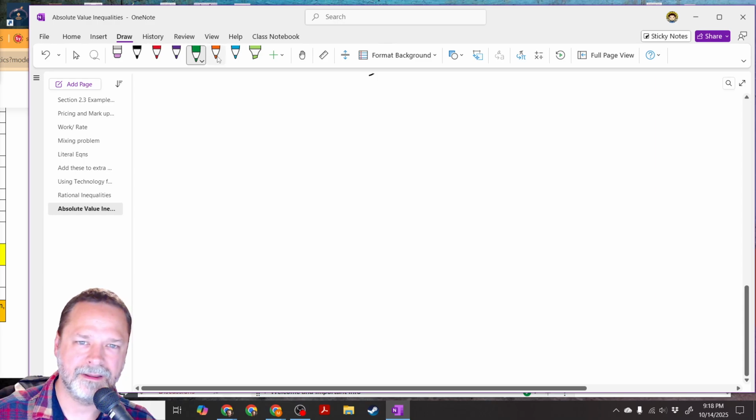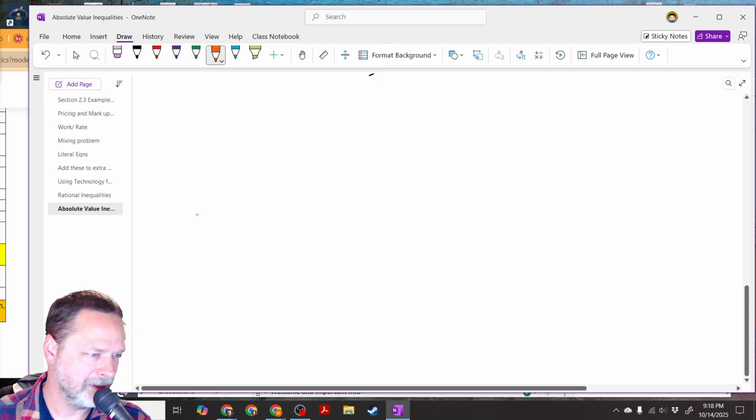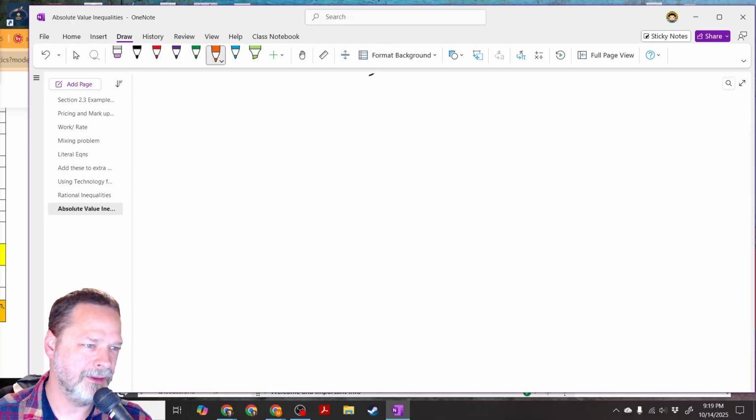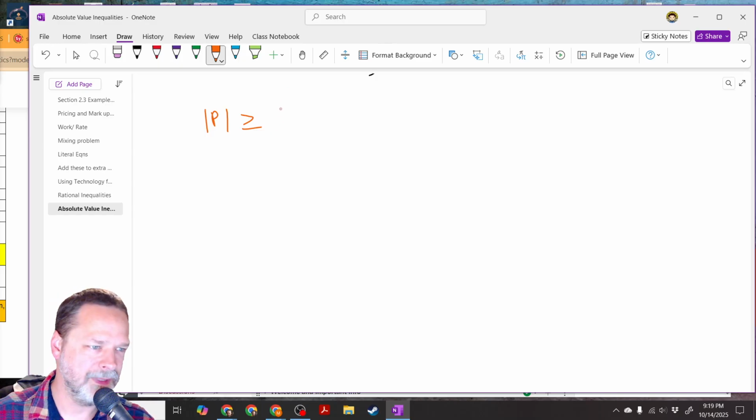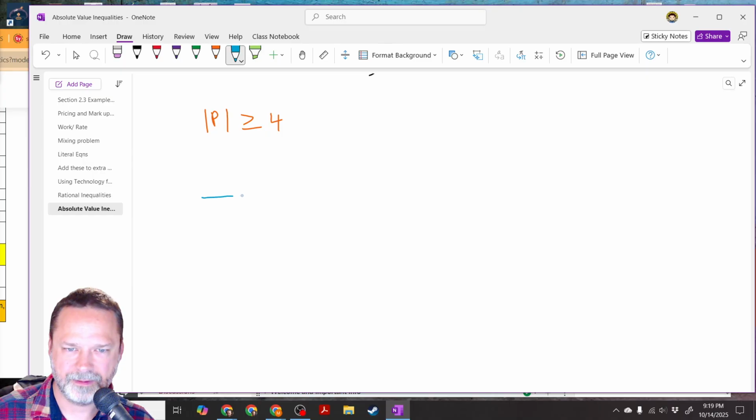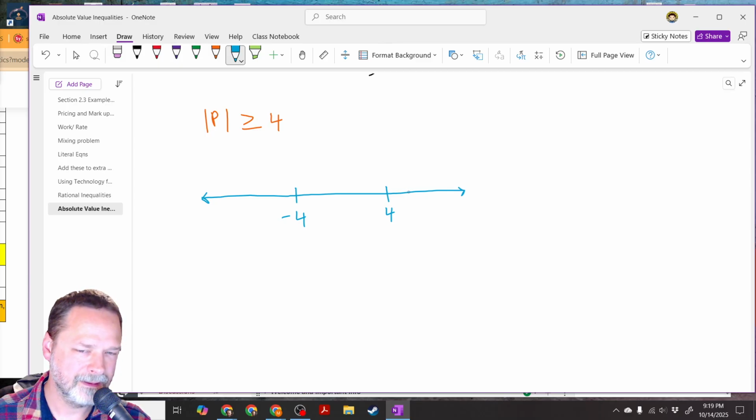Now, let's go ahead and talk about our other situation. That is when we have an absolute value greater than a positive number. So let's say, just for example, just to think about, absolute value of p is greater than or equal to 4. Now what kind of solutions work? And this time, let's just jump straight to a number line. Last time we were all the values between -4 and 4. But this time, I think probably it will be the other way around.